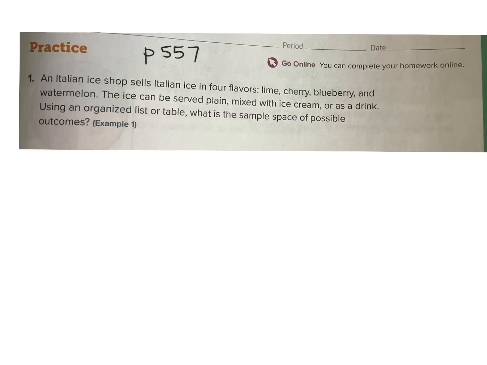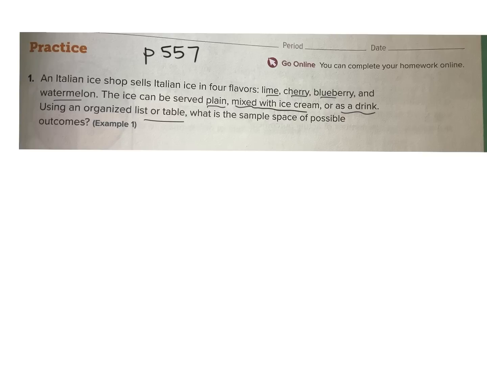All right, let's go to page 557 and let's try one now. This is what you're gonna see in the class kick, so I wanna make sure you feel pretty good at doing these. So I have an Italian ice shop selling ice in 4 flavors: lime, cherry, blueberry, and watermelon. And then I also can get a plain ice, mixed with ice cream, or as a drink. I want to make an organized list or table for the sample space. So instead of a tree diagram, let's try a table.